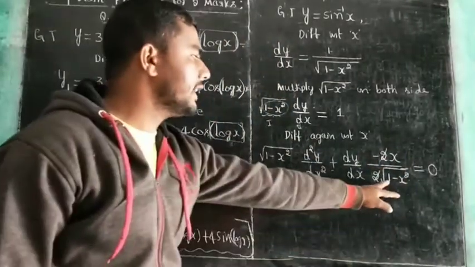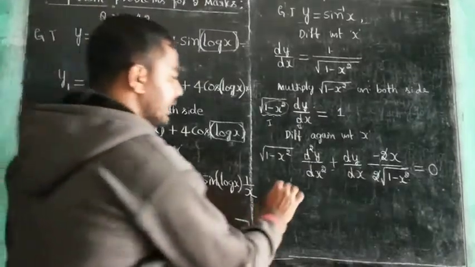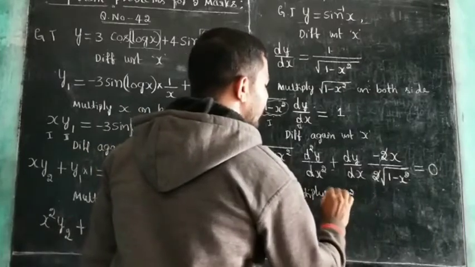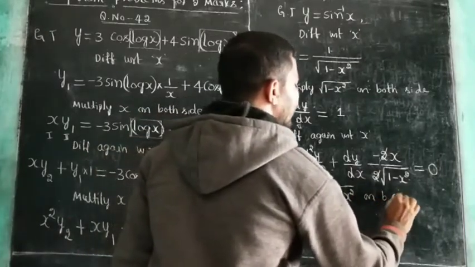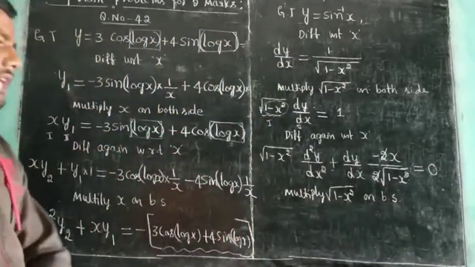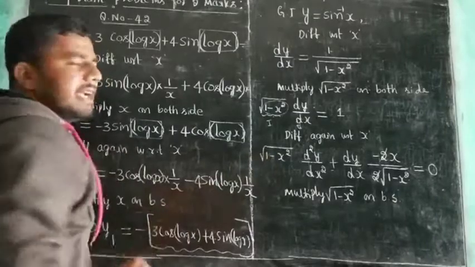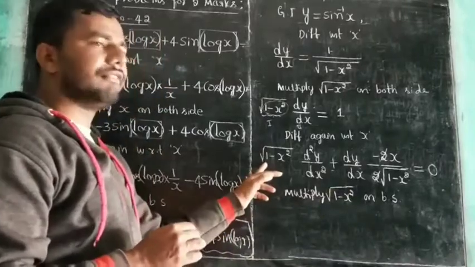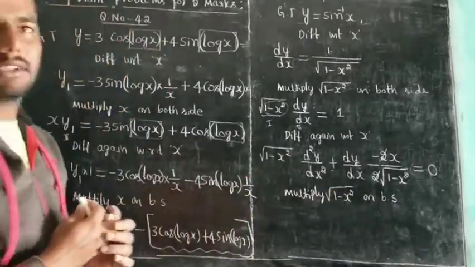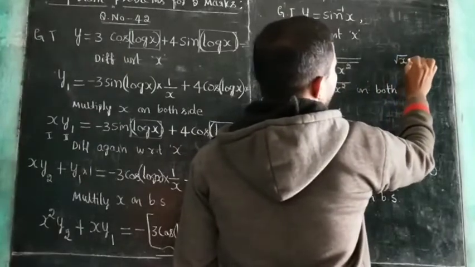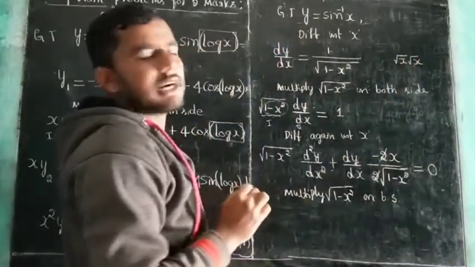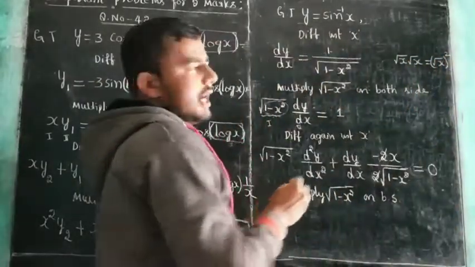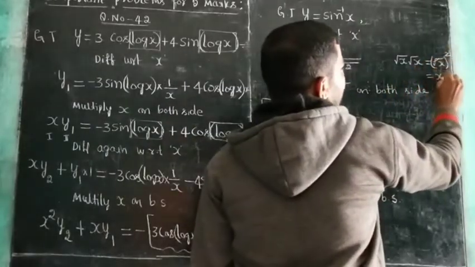Once again in the denominator we have a root of 1 minus x square. So multiply root of 1 minus x square on both sides. Observe carefully. Here root of 1 minus x square is there, and multiply root of 1 minus x square on both sides. Then root of 1 minus x square into root of 1 minus x square is of the form root x into root x. What is the result for root x into root x? That value is equal to root x whole square. And then the square root is cancelled, the value is equal to x.